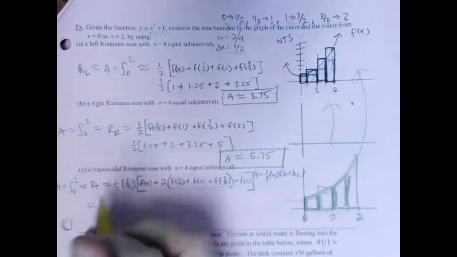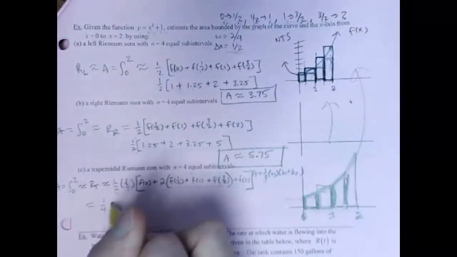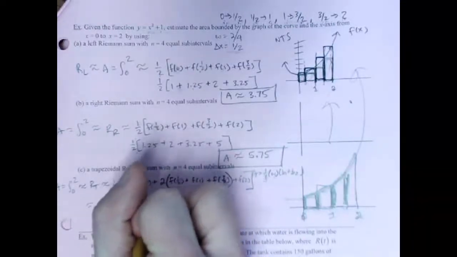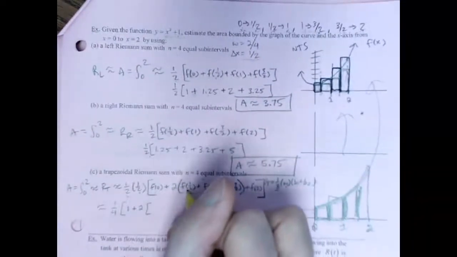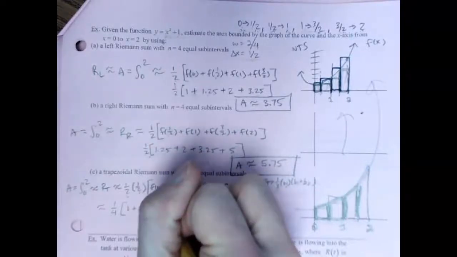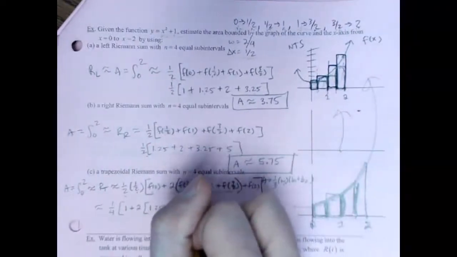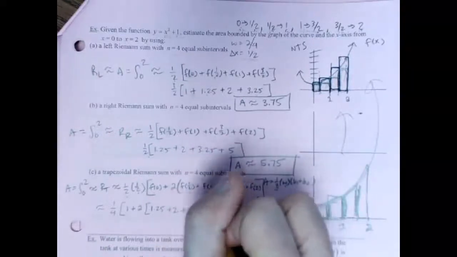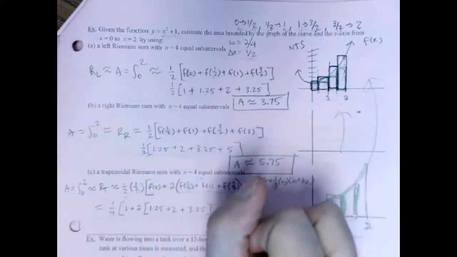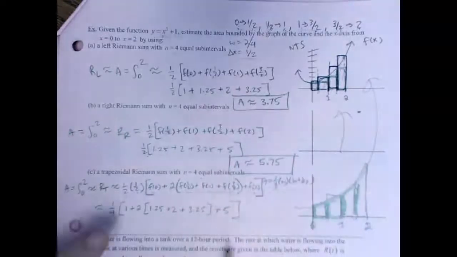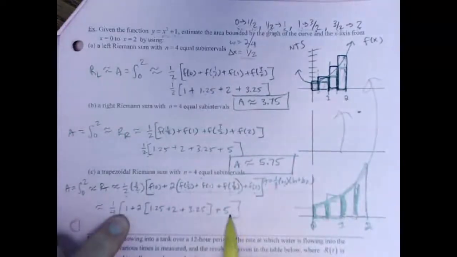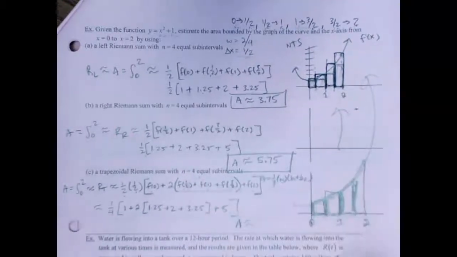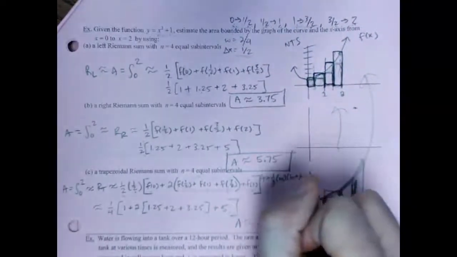All right, 1/2 times 1/2 is 1/4. f of 0 was 1. And then this one, f of 1/2, was 1.25. f of 1 was 2. Then that was 3.25. And then f of 2, I think, was 5. So the left height and the right height are used once. All those heights in the middle get used twice. And then here we can end up figuring out that the trapezoidal area is 4.75.